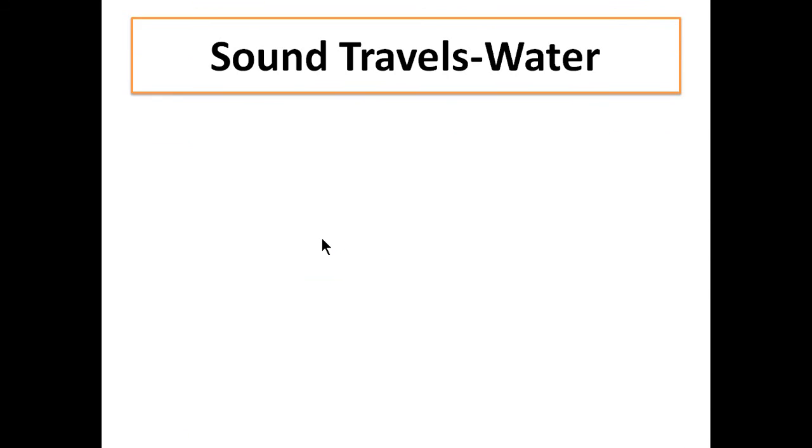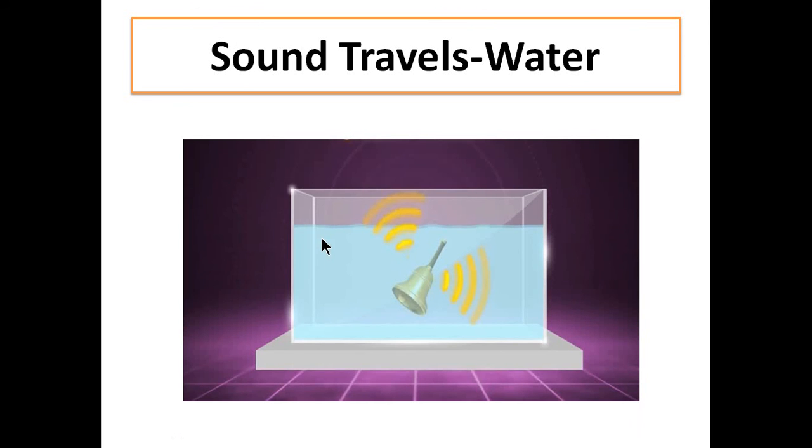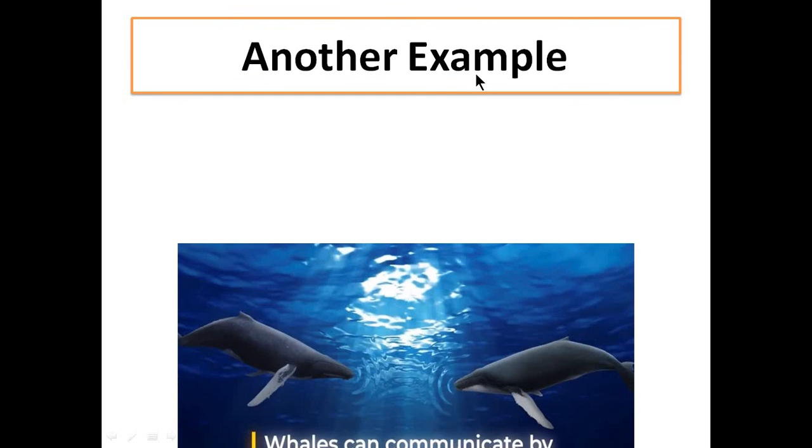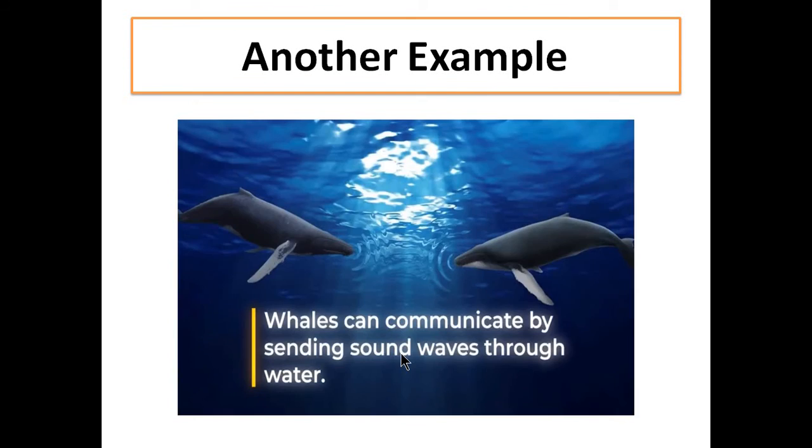Now let us see whether sound travels through water. You can do this activity. Take a bathtub and a puja bell, and take it deep inside. Just move the bell. You can hear the sound produced by placing your ear on the surface of the water. This shows that sound also travels through water. That is the reason that whales and other fishes communicate in water.